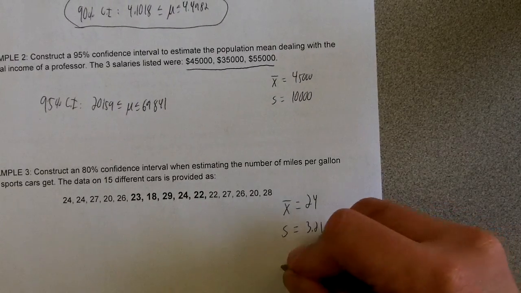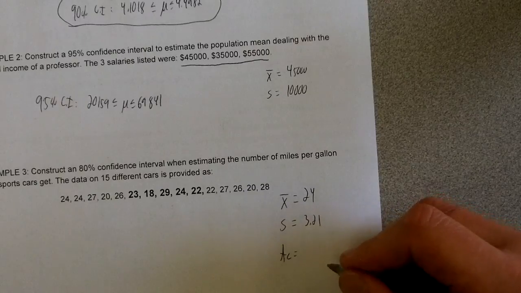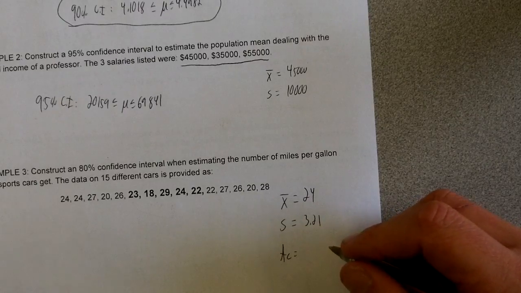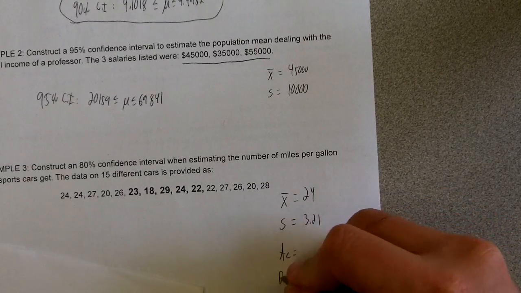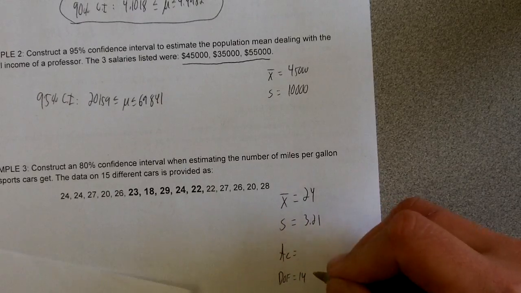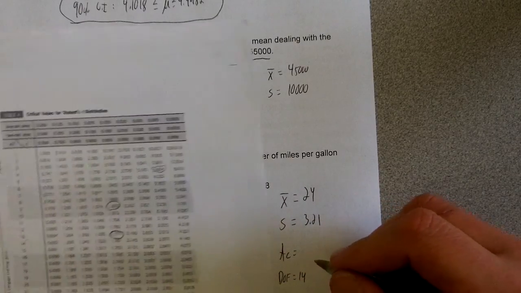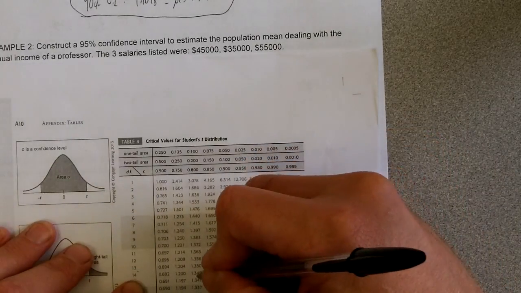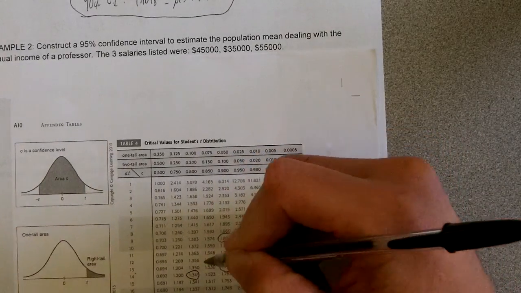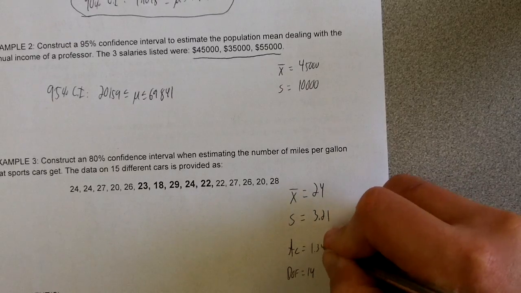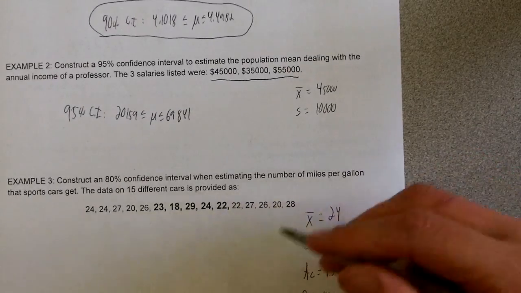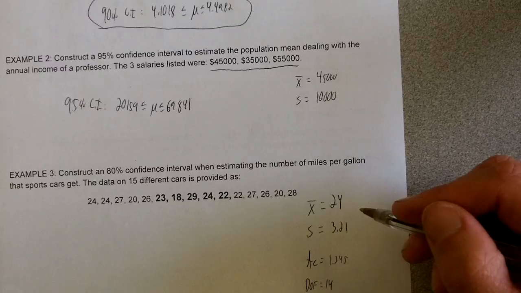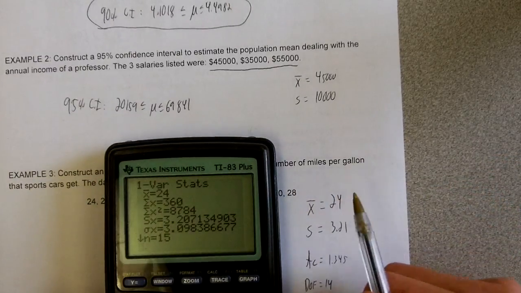Now if you wanted to go through the whole chart process and find your t sub c, if you're not a big fan of the calculator, your degree of freedom in this case would be 14 and an 80% level of confidence, so 14 and 80%, your t sub c value would be around 1.345. And then you can kind of go through the whole process we did before, although I'm a big fan of just using the calculator in this case.